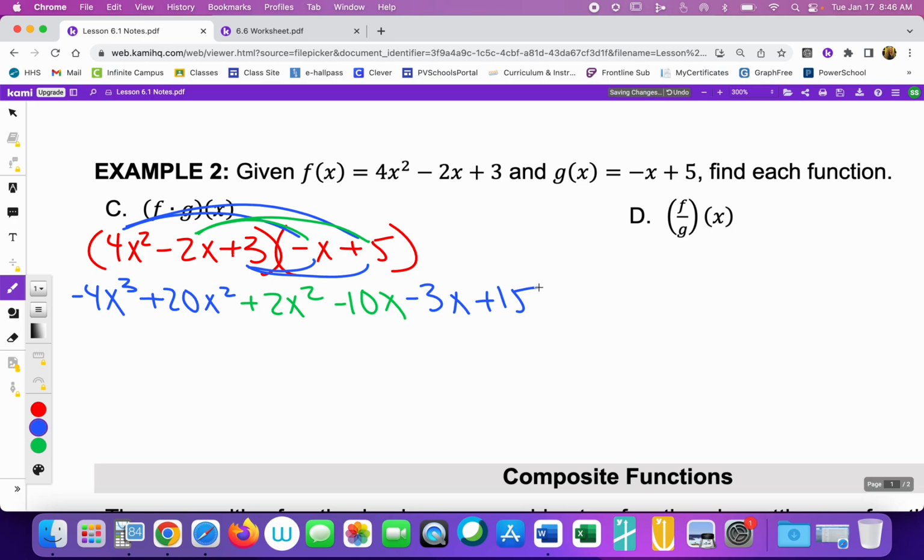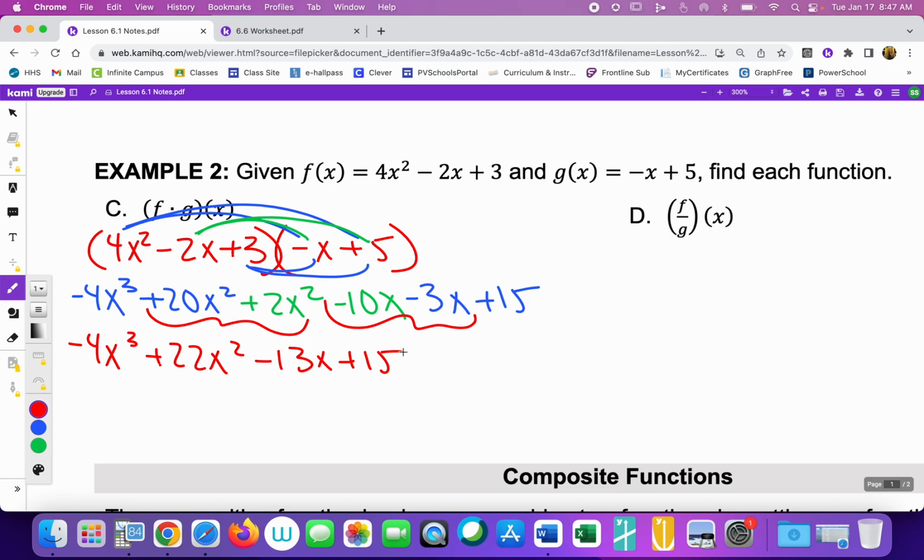Then you would combine like terms. So we're always going in descending order, per usual. The negative 4x cubed has no like terms, so just write that first. We're going to combine these two and these two. So, what's your answer? Okay. So 20 plus 2 would be 22. Negative 10 minus 3, negative 13. Not too bad? Okay.